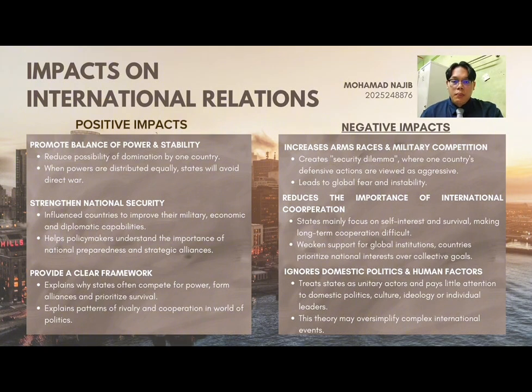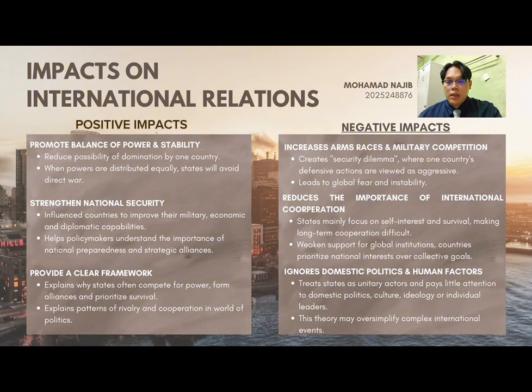Neorealists believe that when power is distributed relatively equally, states will avoid direct war because no country wants to risk destruction. Neorealism helps explain how competition between powerful states can sometimes create stability instead of chaos.